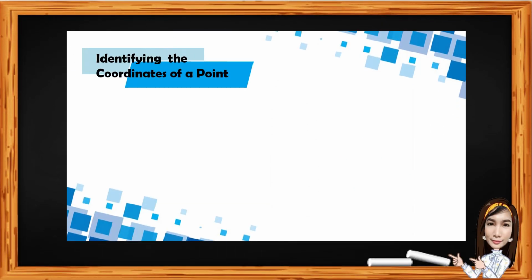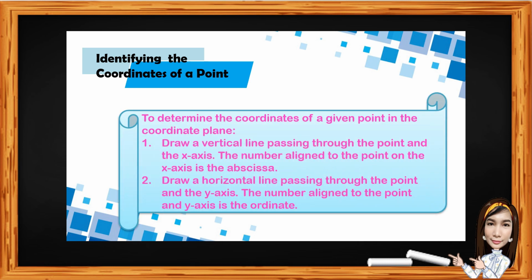Next is identifying the coordinates of a point. Here are the steps that we need to consider to determine the coordinates of a given point in the coordinate plane. First, draw a vertical line passing through the point and the x-axis. The number aligned to the point on the x-axis is the abscissa. Second, draw a horizontal line passing through the point and the y-axis. The number aligned to the point on the y-axis is the ordinate.